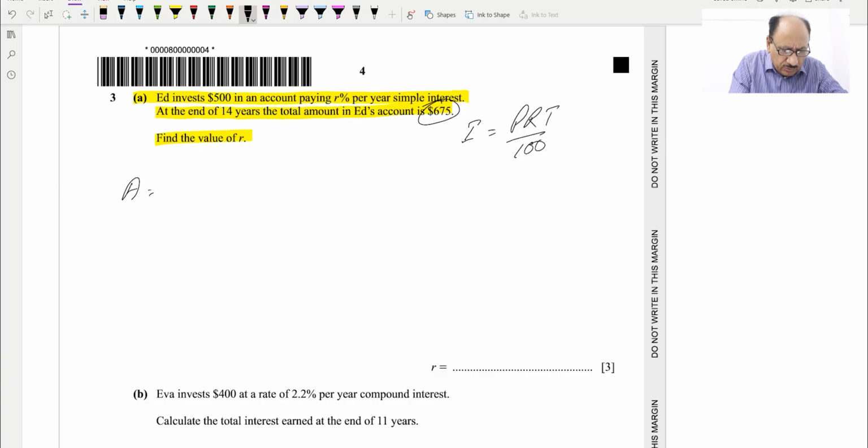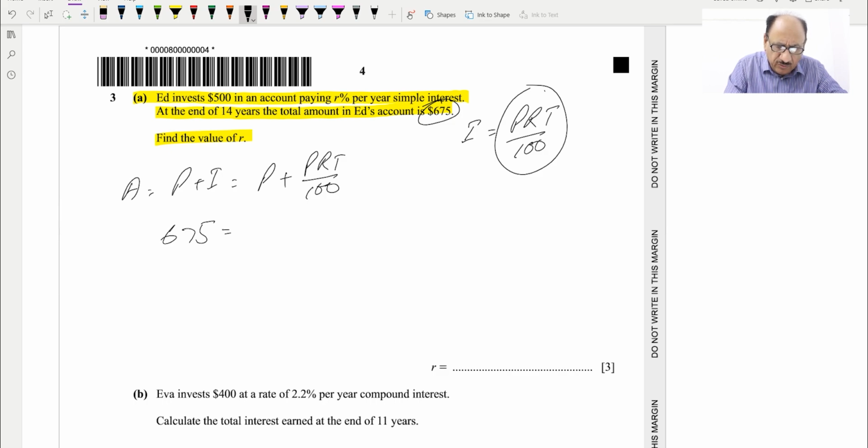So amount is equal to principal amount plus interest, which is P plus PRT over 100, and we can replace the values. The amount is 675, which he will be getting at the end of the 12 years, and the principal amount is 500, which they have mentioned over here, plus P again 500, R is the rate which we need to find, and T, the duration, is 14 years, divided by 100.